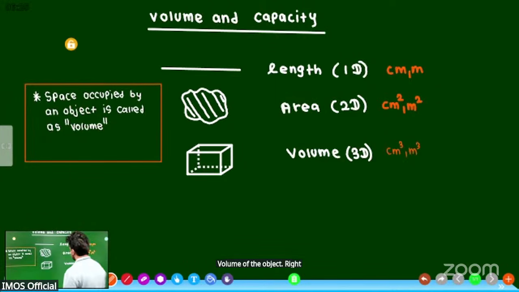Right. So what are the units? What are the units for volume? Cubic centimeters, cubic meters.